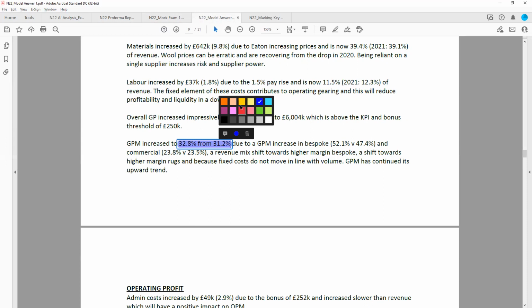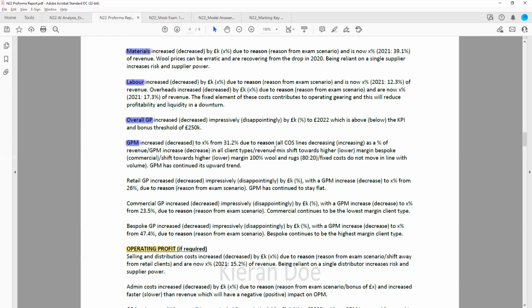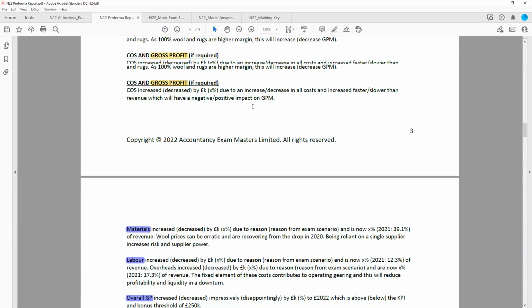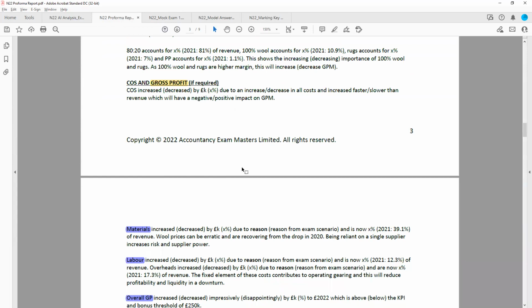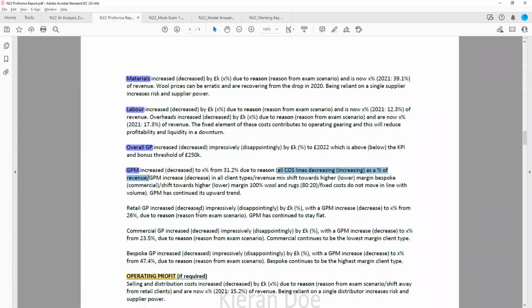Now, there could be lots of reasons. There are lots of factors which affect the gross profit margin, so you want to try and pick them all out, or certainly pick up the ones which are most relevant. The sorts of things to look at here are whether all cost of sales lines are decreasing as a percentage of revenue. We said here cost of sales overall is decreasing as a percentage of revenue. You could possibly put that point in there as well.